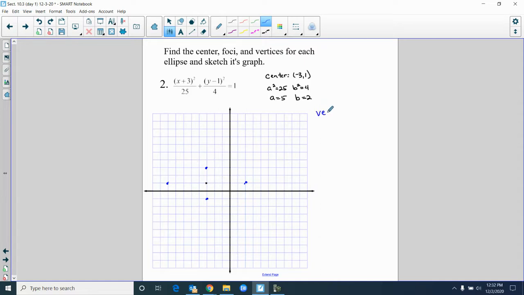Well, your vertices are along the major axis, which is the longer axis. So this point right here is one of my vertices, and this point right here is the other. So it looks like it is, I'm going to start with the smaller one, -8, 1, and 2, 1. Those are our vertices.